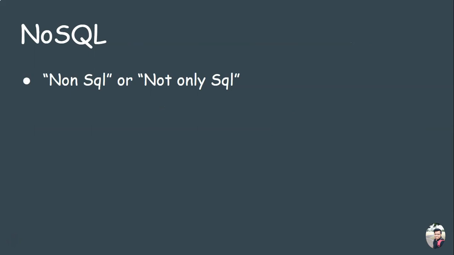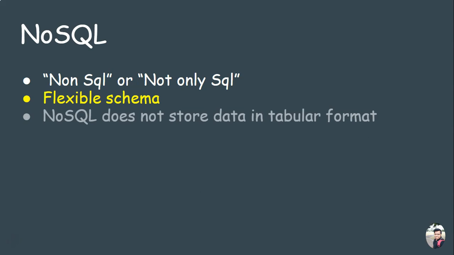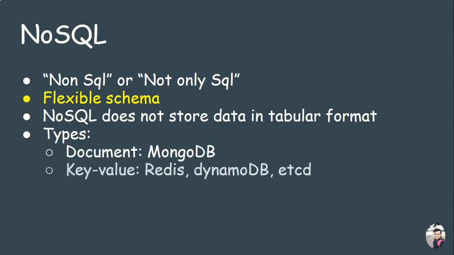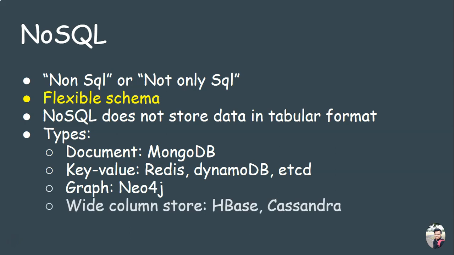So, NoSQL, many people say non-SQL or not only SQL. But whatever it is, it is all about flexible schema. NoSQL does not store data in tabular format. There are different types of NoSQL based on how they store data, like document, the example is MongoDB, key value store like Redis, DynamoDB, etcd, graph database, Neo4j, wide columnar store, HBase, Cassandra are examples.